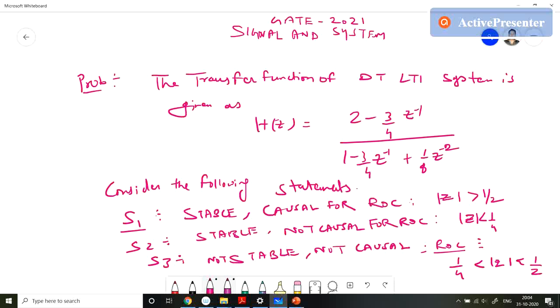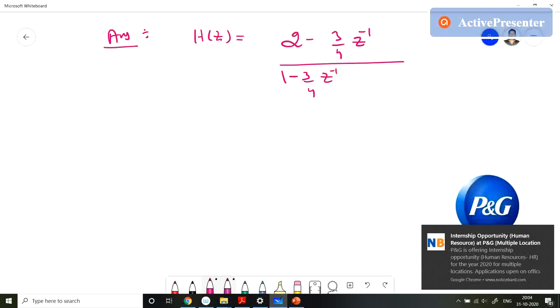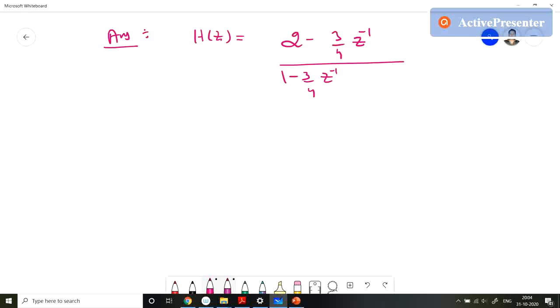Now we need to check which statement is correct. So we need to find out which statement is correct. So let us start the analysis. H(z) is given as H(z) = (2 − 3/4 z^−1) / (1 − 3/4 z^−1 + 1/8 z^−2).